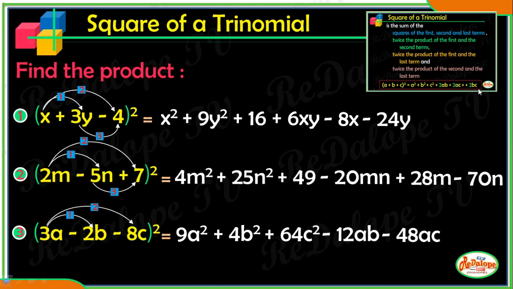And then for the last term, we have twice the product of the second and the last term. So we have negative 2b times negative 8c, so that is positive 16bc times 2, so that is positive 32bc.